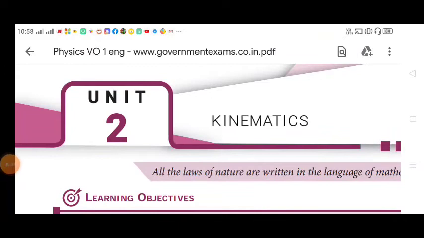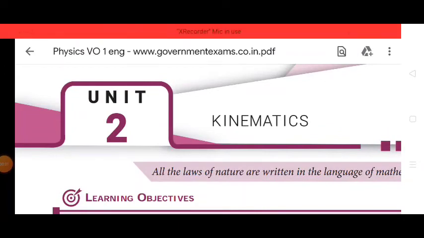Our syllabus is kinematics for this month's portion. So we will see this lesson very shortly, and also the video will be very short because it is a revision.